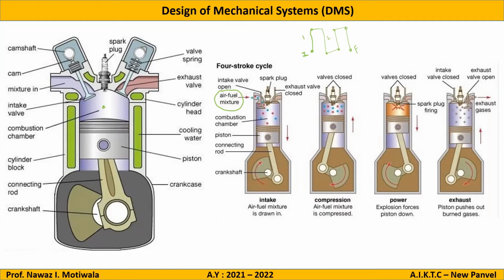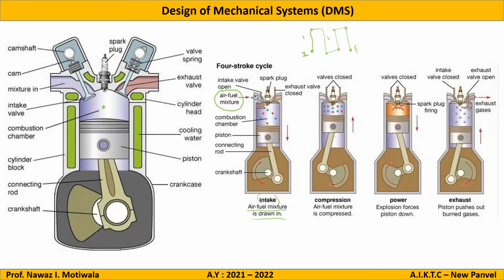So here you can see air fuel mixture is coming into the cylinder, and because it is coming into the cylinder, it will push the piston down. That's why it is written here: the first stroke is known as the intake stroke, in which air fuel mixture is drawn in. Then when this crank rotates again, there will be one more question on this rotation of the crank later. So when this crank rotates again, this piston will try to go up.